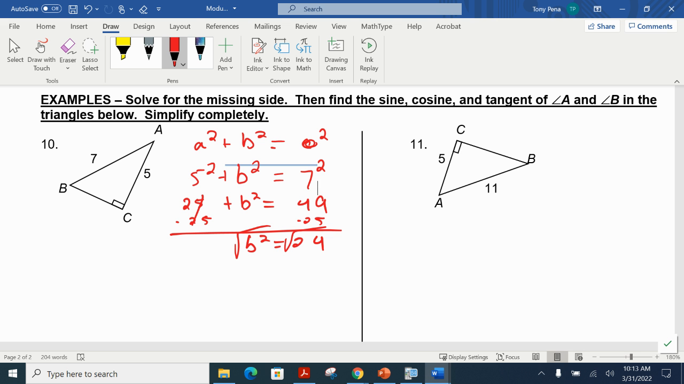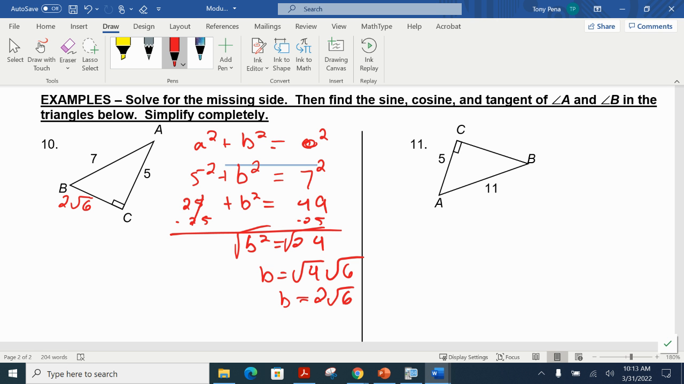Take the square root of both sides. 24 is not a nice perfect square, unfortunately, so that just means we're going to simplify it. What's our nice perfect square that'll give us 24? Not a lot of options here. Yeah, 4, multiplied by a 6. So our b is 2 root 6. So we now know that this length over here is 2 root 6.